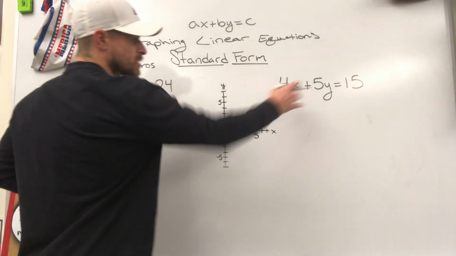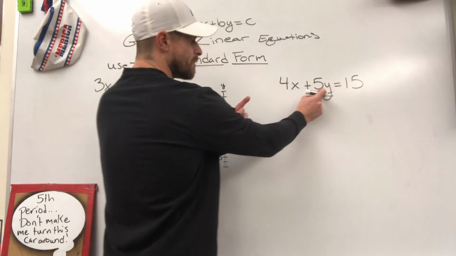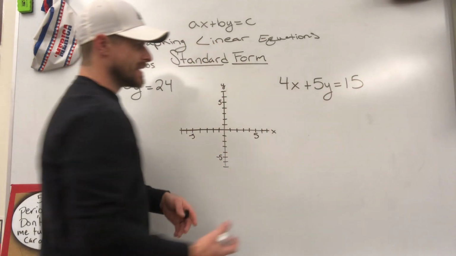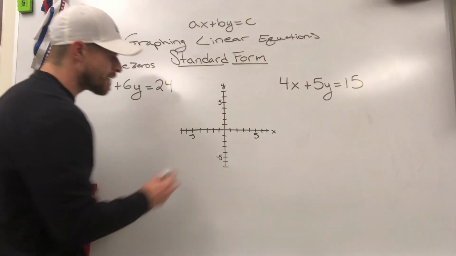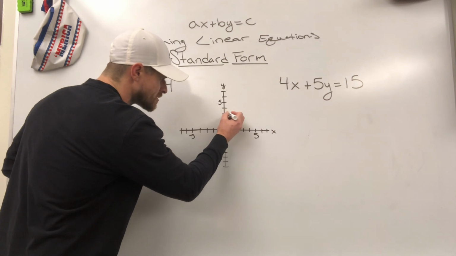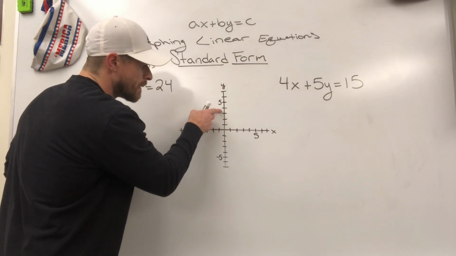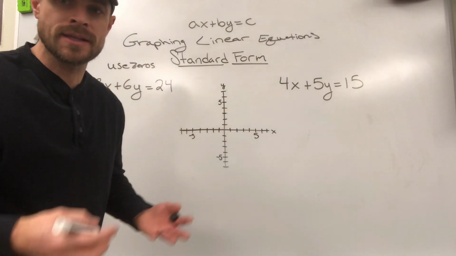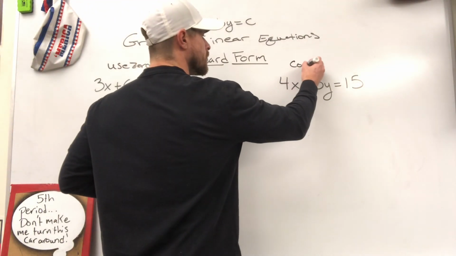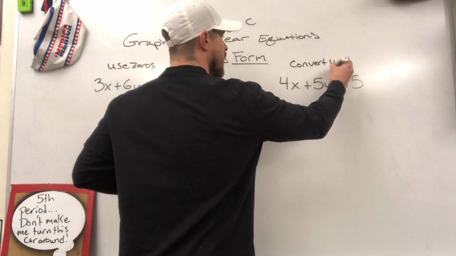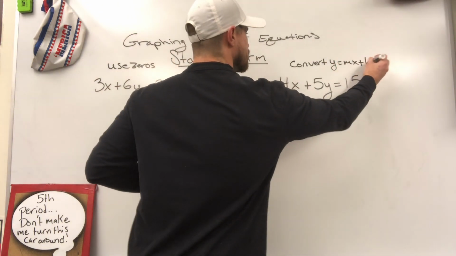That's going to be our method of graphing this equation out, using the zeros, finding the intercepts. Now this one over here, if I say 15 divided by 5, that's going to come out nice and neat, but 15 divided by 4, that's going to give me a decimal, which means I'm going to have to go in between these lines, right? I'm not going to be on an integer. I'm going to be halfway or midway between them somewhere. So because of that reason, this one I'm going to convert to y equals mx plus b.